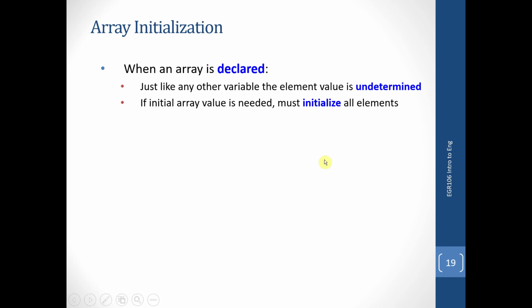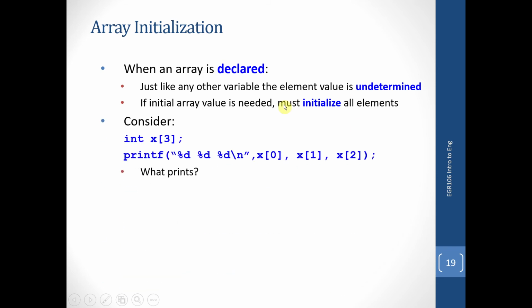So arrays are declared just like you declare another variable and just like you've declared strings before. Anytime you don't set a variable equal to something, what is in its memory? Right? We have no idea. It's whatever was left over. So if we want to know what was inside, we should initialize all the elements of the array.